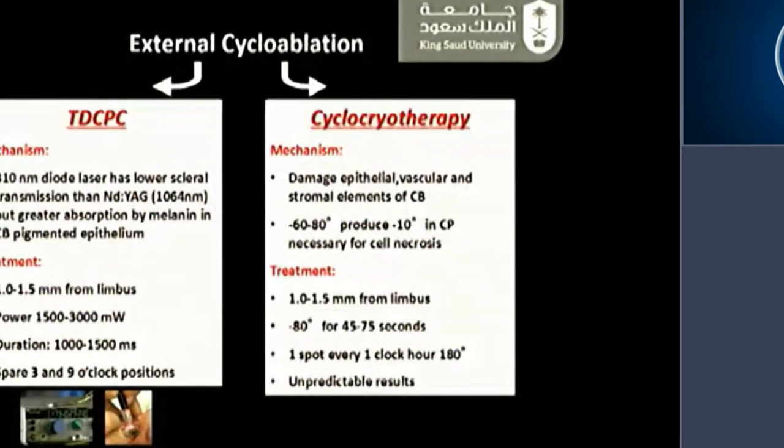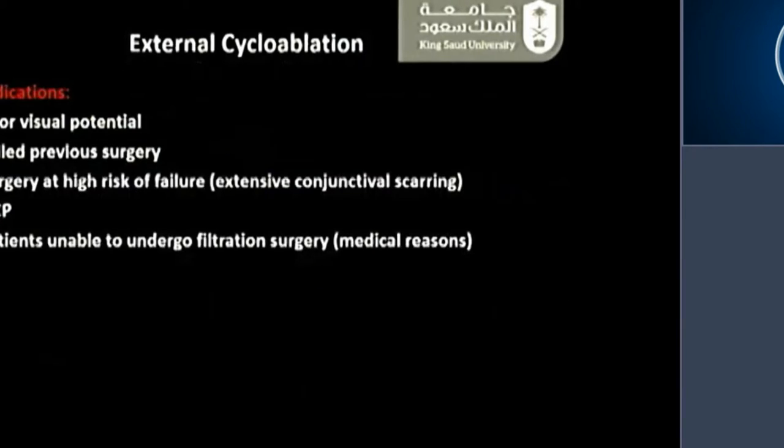On the other hand, in cyclocryotherapy, you will damage the epithelium, vascular, and stromal elements of the ciliary body. The freezing will be minus 60 up to minus 80, which will produce minus 10 degree temperature in the ciliary body, which is necessary for cell necrosis. You will go 1 to 1.5 millimeters away from the limbus. You will use minus 80 for 45 to 75 seconds. It will be one spot every 1 clock hour, 180 degrees. The issue with cyclocryotherapy is that it has unpredictable results. So you might end up with phthisis all of a sudden.